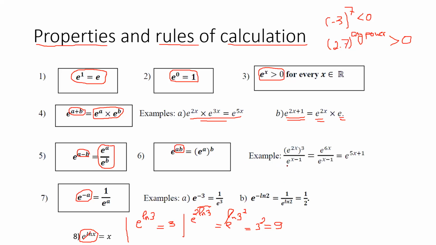Now, if we go to this example, e to the power 2x to the power 3 over e to the power x minus 1. First, power to the power, you multiply the powers. 2x times 3, you get 6x over e to the power x minus 1. Now, with division of the powers, we subtract the powers. 6x minus x minus 1, we get e to the power 5x plus 1. Any questions about this example?